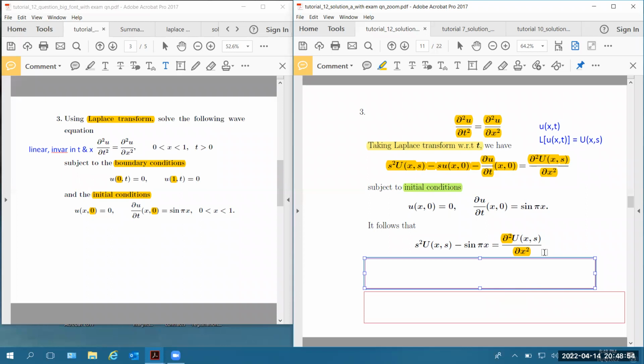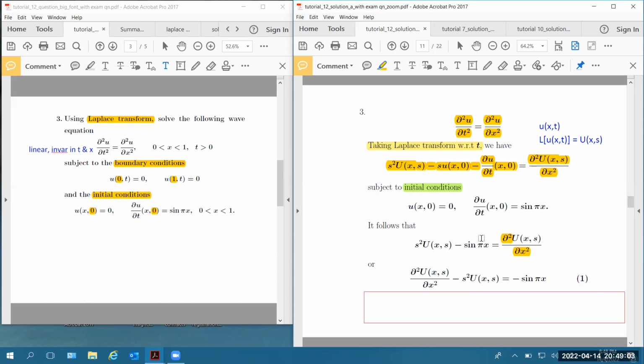And then another thing is, let me bring all the terms to one side, at least bring this term to this side, so all the u terms are together. Okay, so that is what I have. So this one is an ODE in x, because you only have a derivative in the x term. And this is non-homogeneous. It's an ODE in x and it's non-homogeneous.